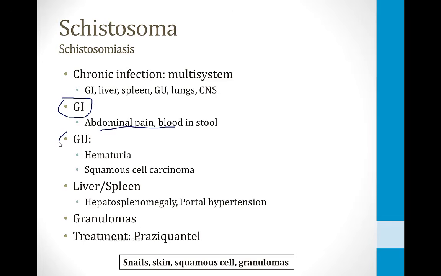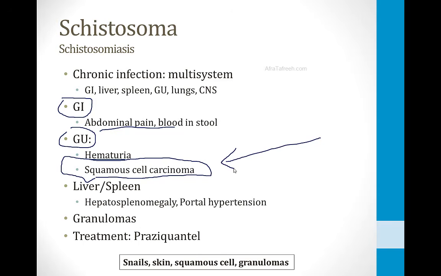And then it's very high yield to remember the genitourinary tract. People with schistosomiasis can have hematuria, and the chronic inflammation can lead to squamous cell carcinoma. And make sure you remember this as a potential association with squamous cell carcinoma of the bladder. In the liver and spleen, schistosomiasis can lead to hepatosplenomegaly and also portal hypertension. And another high yield thing to remember is that schistosomiasis is one of the many causes of granulomatous inflammation. So most people know that tuberculosis causes granulomas, most people know sarcoidosis does, but schistosomiasis is a sneaky one that a lot of people forget, and it can come up in a board question.